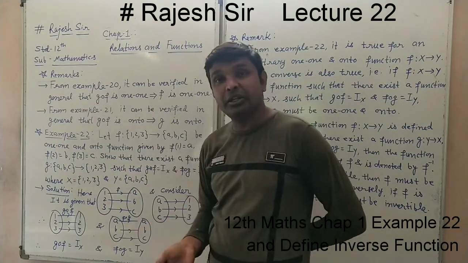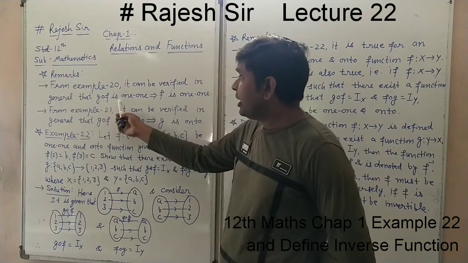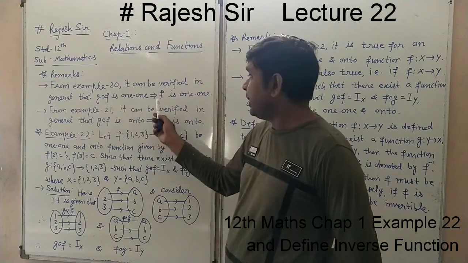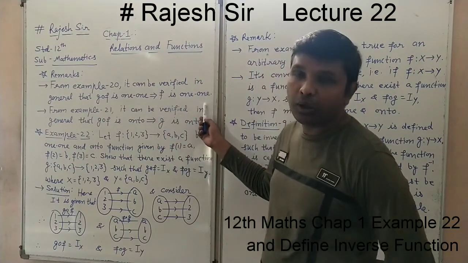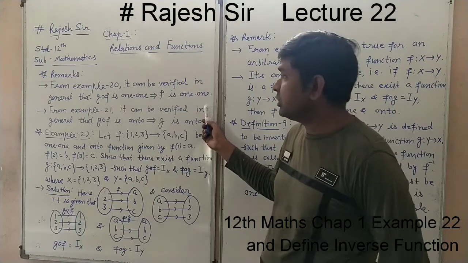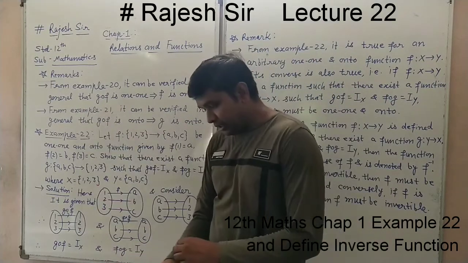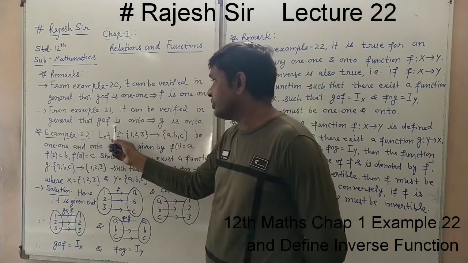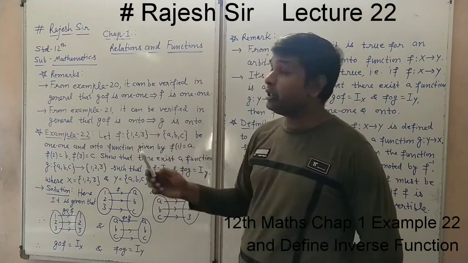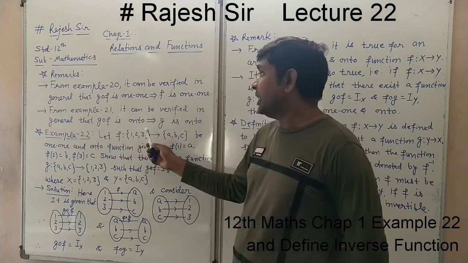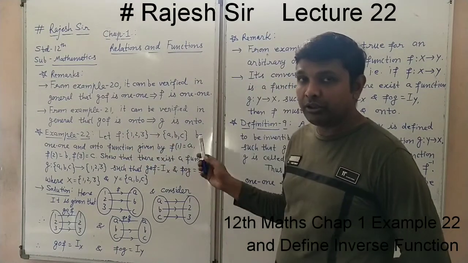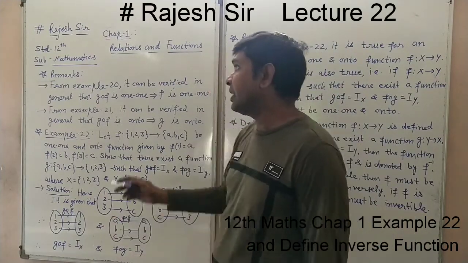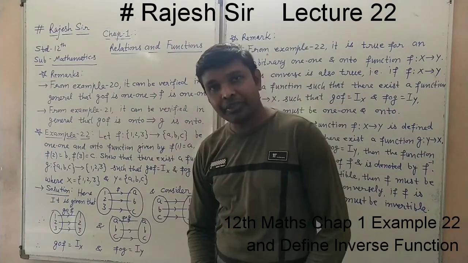We have to remember in general that if GOF is 1-1, then f is 1-1. It is always true. From example 21 that we have seen in the last lecture, it can also be verified in general that if GOF is onto, then g is onto. g will always be onto. This is also a fact that we have to remember. So we will write it as a remark and remember this.